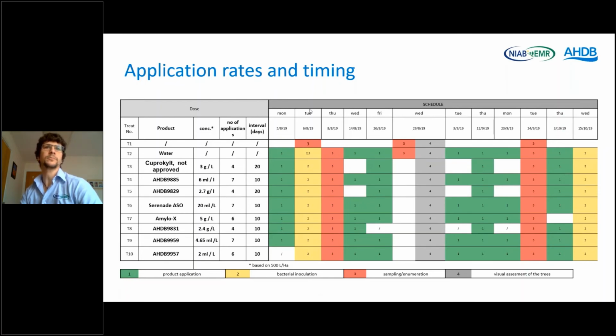And we've enumerated twice the bacterial concentrations on the trees: in the beginning of August, and then again at the end of September, to see how these products are doing at the beginning and then at the end again.